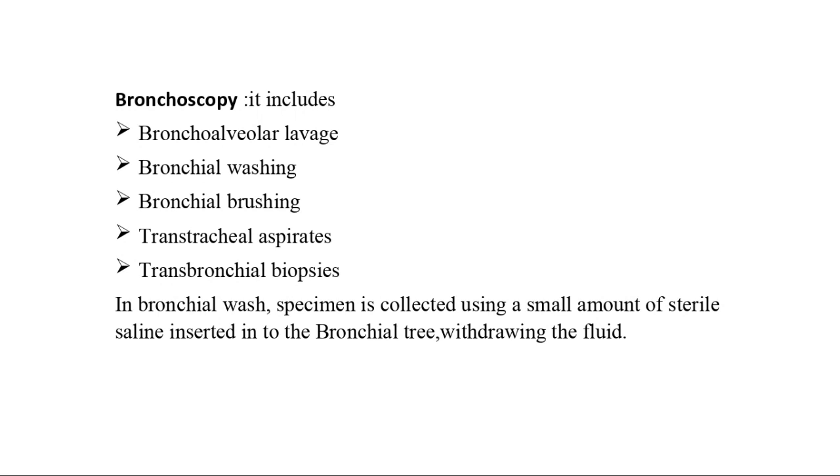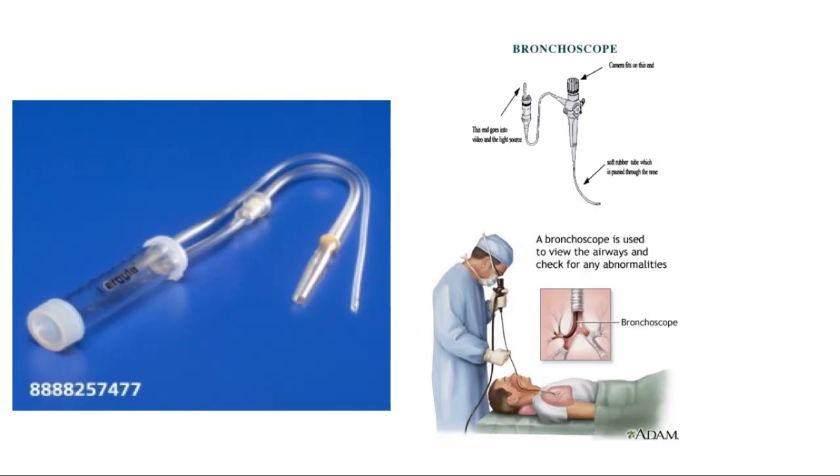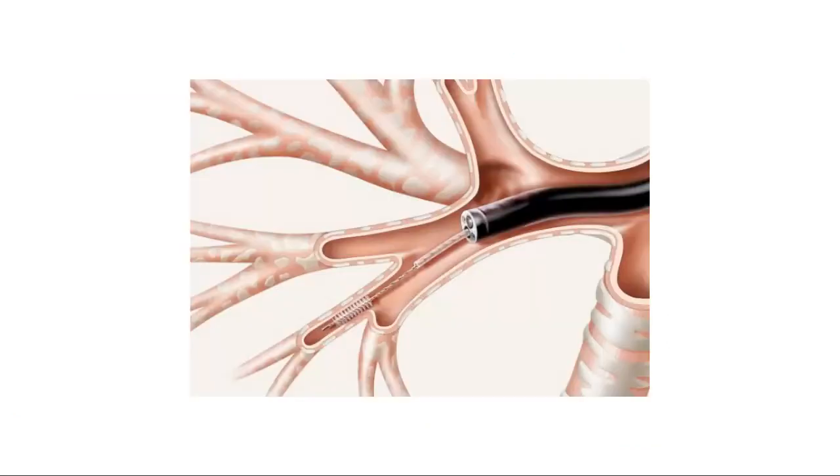In bronchial wash, to collect the specimen, we add a little amount of sterile saline into the bronchial tree, and then we withdraw the fluid with the help of the bronchoscope. From here we can add normal saline, sterile saline. The bronchoscope also contains a camera by which we can observe the material present in the bronchial tree. So this is the technique by which we can collect bronchial wash, bronchial aspirates and other specimens.